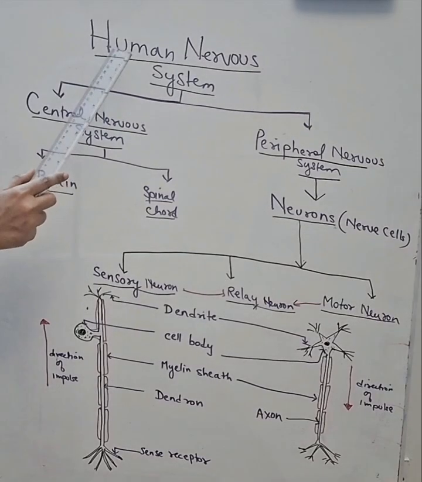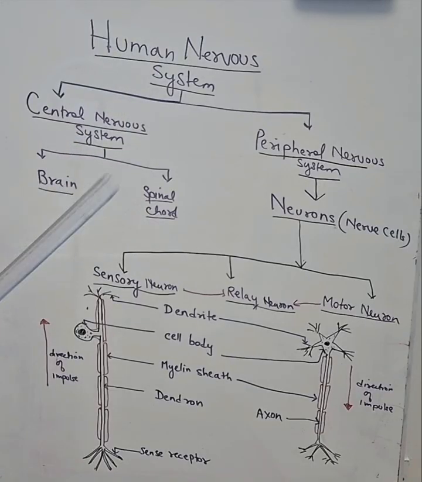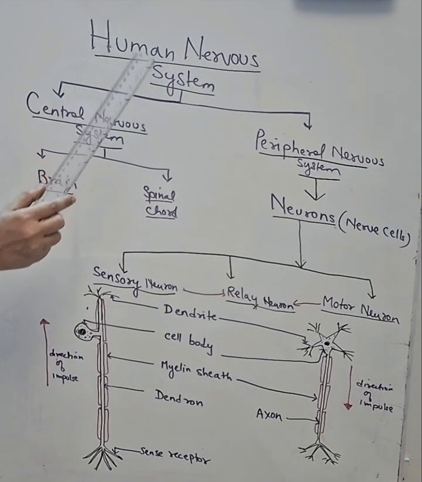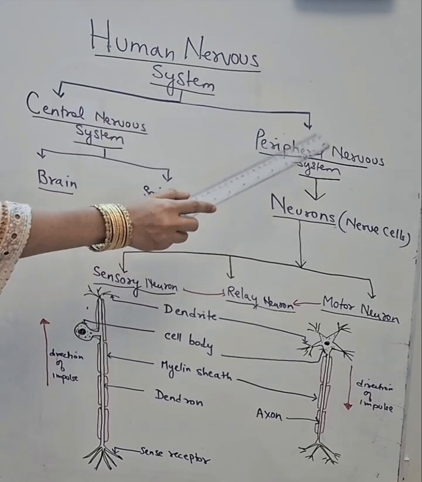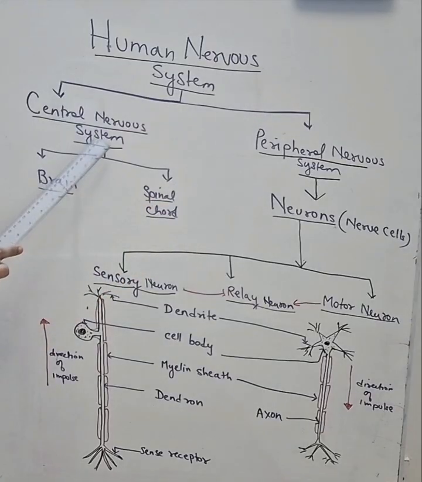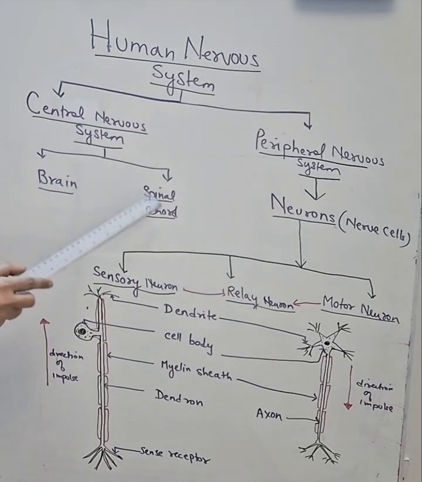In today's class, we will understand the human nervous system quickly, within 5 minutes. The human nervous system is made up of two parts: the central nervous system and the peripheral nervous system. The brain and spinal cord are present in the central nervous system.